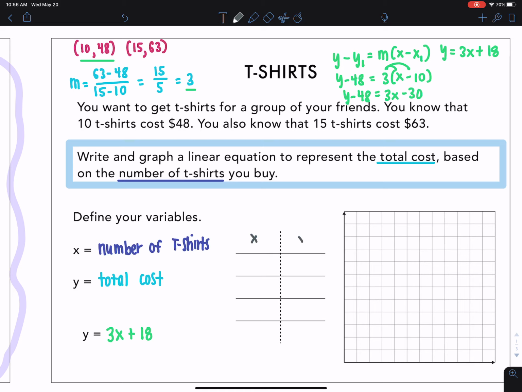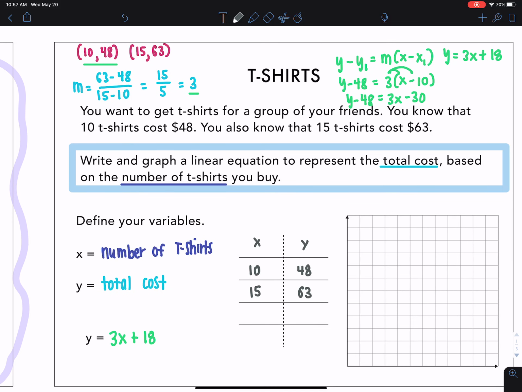This one's kind of nice because we have 2 points to use, so why not use them? So we have (10, 48). We don't have to do any math then. And we have (15, 63). And maybe let's go 20. So we'd have to add another $15 to that. So 20 times 3 is 60, plus 18 is going to give us $78.